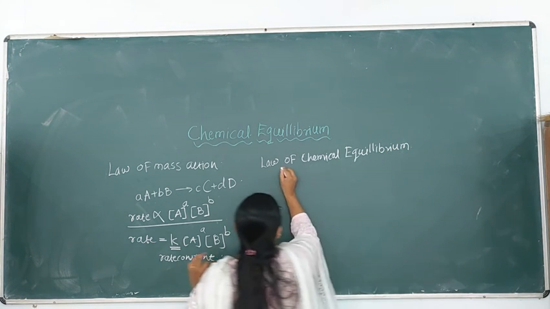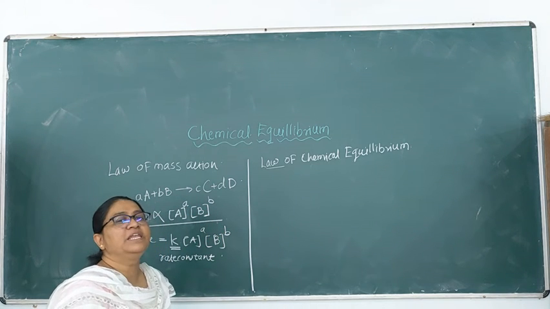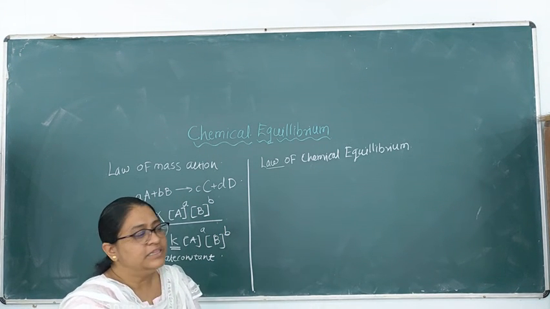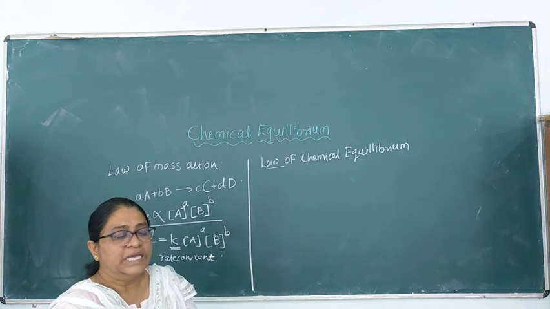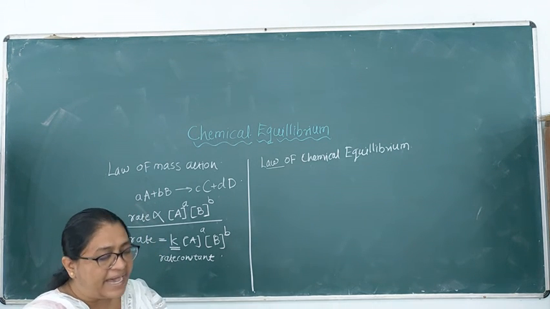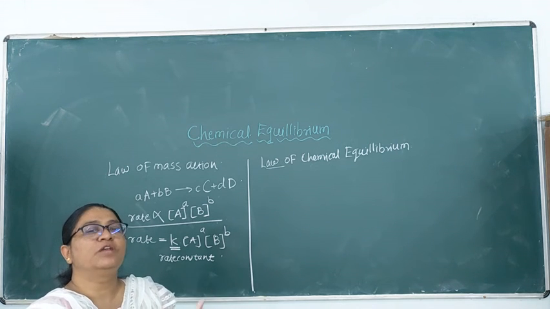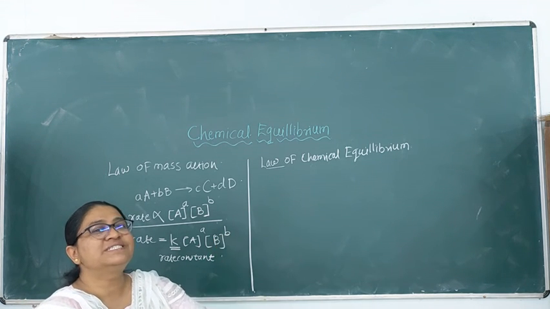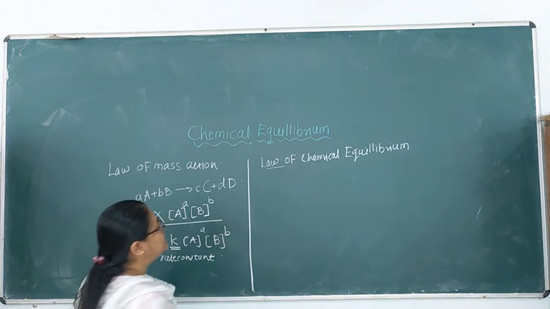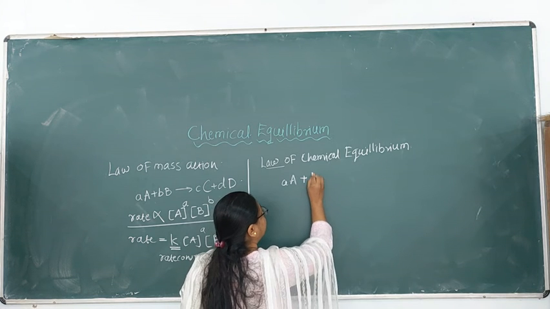Now what is this law of chemical equilibrium? This law of chemical equilibrium says that the ratio of the product concentrations raised to their proper powers, divided by the product of the reactant concentrations raised to their proper powers, is constant at equilibrium. This is the law. Let's understand what this law is.